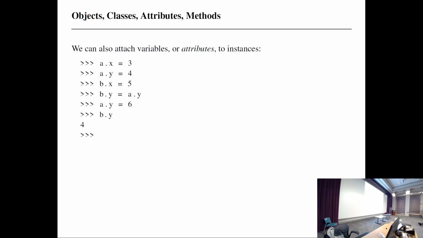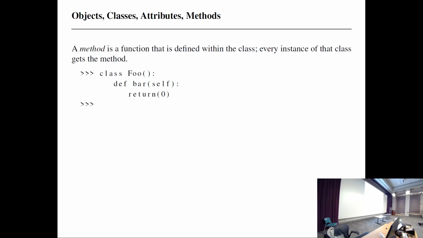So after this series of assignments, b.y is still the value that a.y had, which was 4. So a.x was 3, a.y was 4, b.x was 5, b.y was also 4. I changed a.y, it's 6, but b.y is still 4 because these are separate variables. One lives with A and one lives with B.